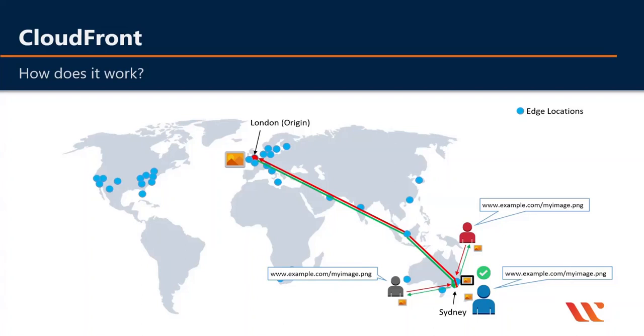We need to understand what an edge location is. An edge location is a strategically placed global network of data caching servers. As shown in the image, the blue dots are the edge locations. All right, now let's quickly jump onto a lab session and see how we can create a CloudFront distribution which can help serve content in a very fast manner.